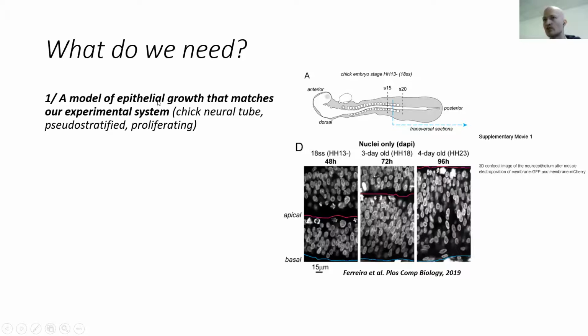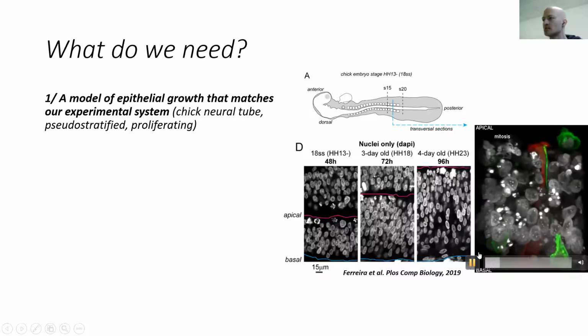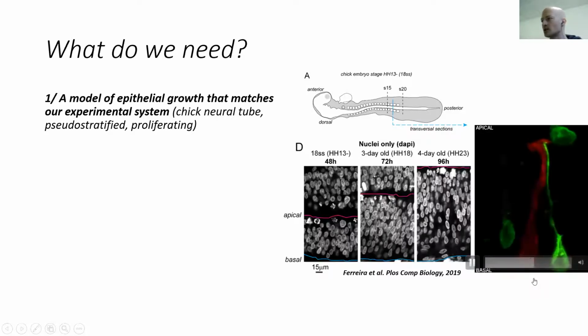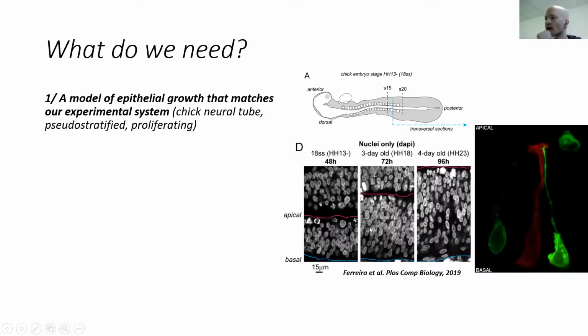So what do we need to get this side of the framework? First, we need a model of the epithelial growth that matches our experimental system. This is the very dense neuroepithelium I showed you before. Here we see it growing over 2 days. And these cells within this tissue are very thin and elongated, and all the nuclei are packed on top of each other. So the challenge was to generate a model where we can reproduce this packed organization of very elongated cells and let them grow over time and make sure the tissue has the right size and shape.